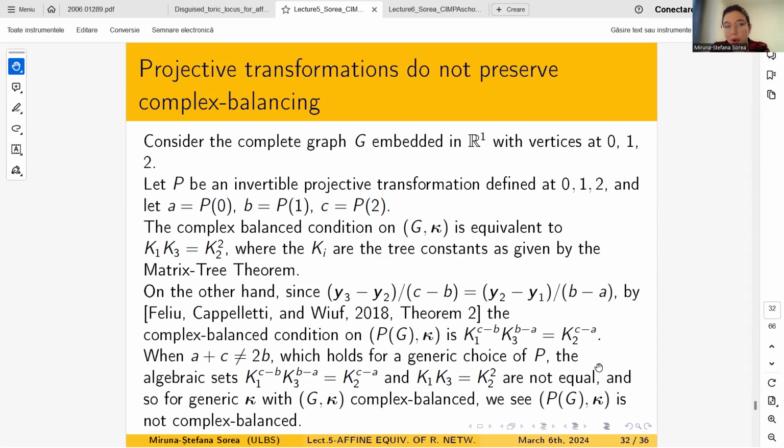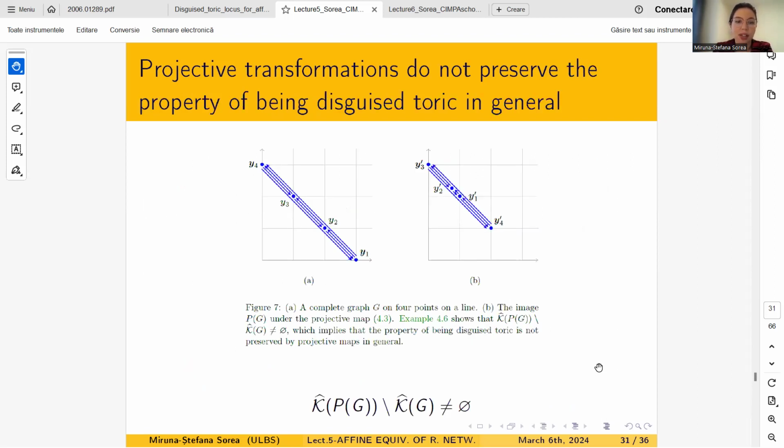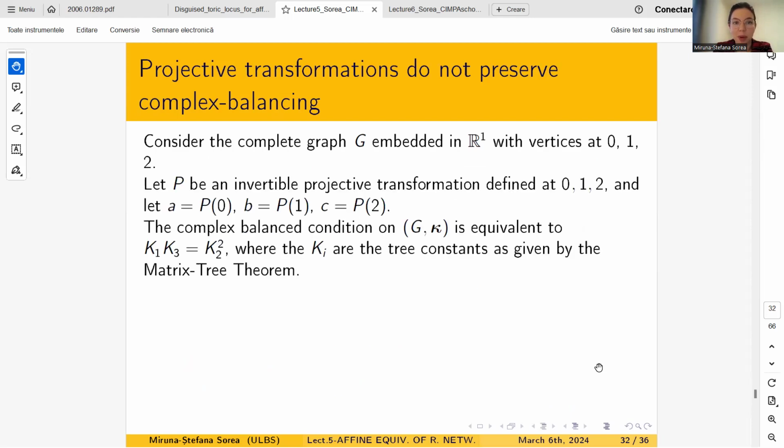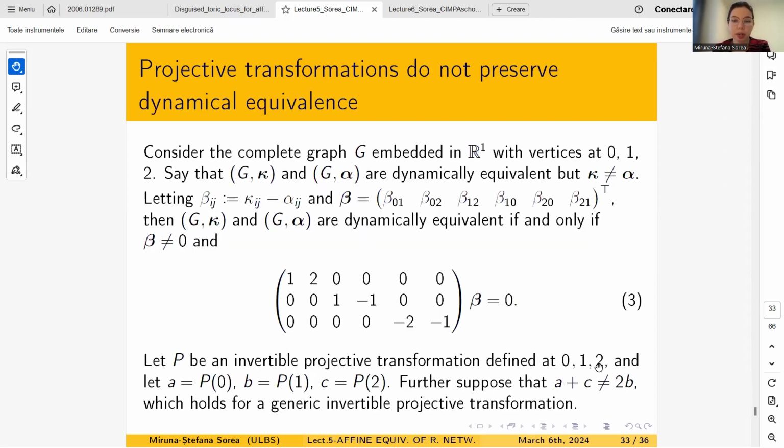And why do we take all these examples? Because the affine transformations were preserving all these properties. They were preserving the disguised toric loci, they preserve the complex balancing property, and what else did we show? We showed in the beginning that invertible affine transformations also preserve dynamical equivalence. So let's see what happens under projective transformations. I already announced in the title, they do not preserve dynamical equivalence. Why? How can we see this on an example?